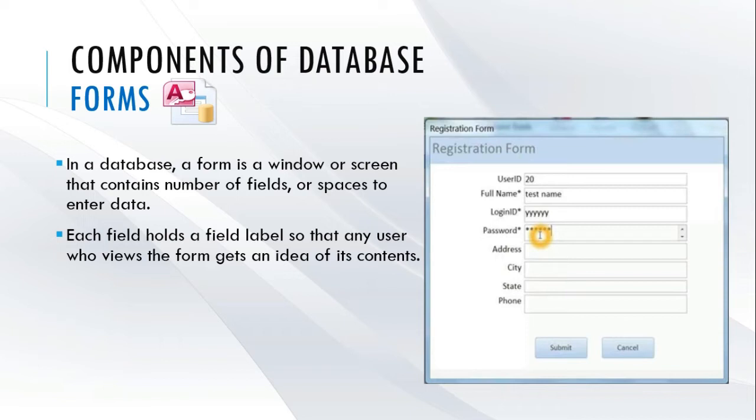For example, you can see the first is a user ID. Anybody can understand here we have to enter the user ID. Similarly, here is the address, so anybody can understand what we have to enter here, that is, we have to enter the address. Here we have to enter the city, state, phone, like this.